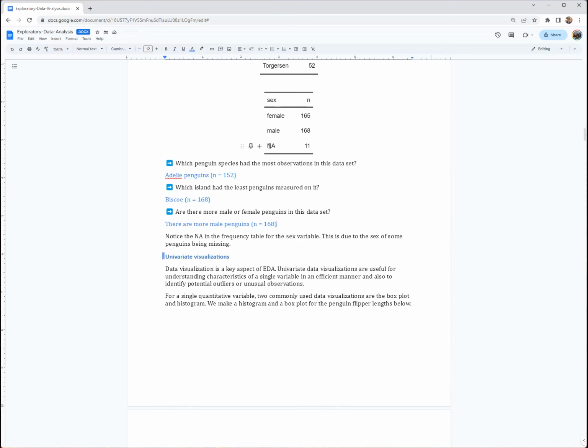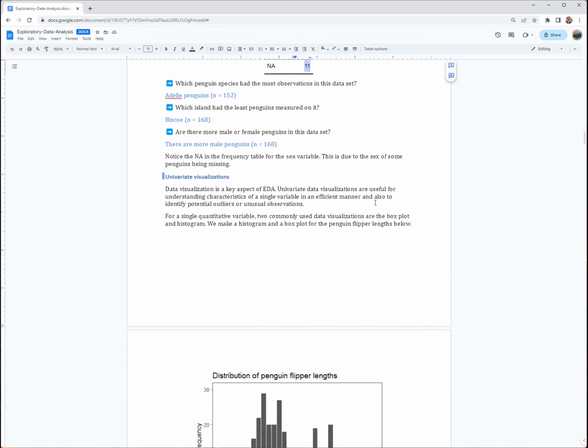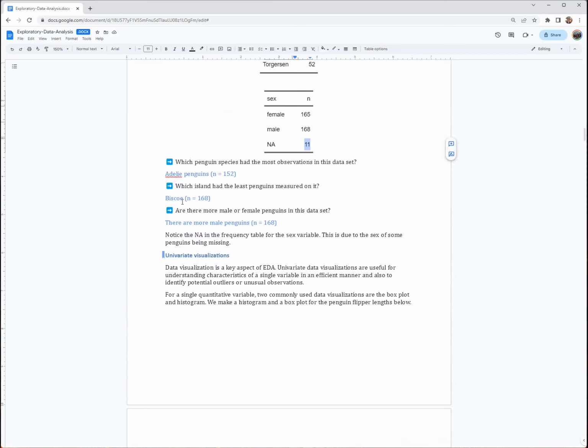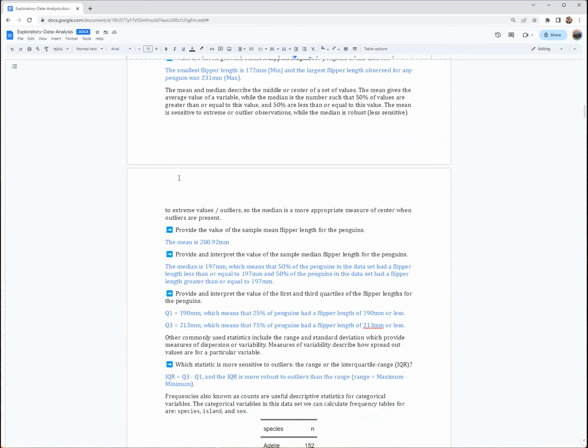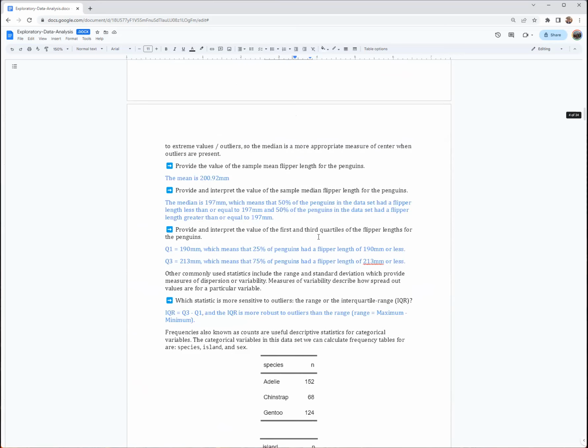So notice that there are some missing values. There were 11 penguins which had data, but did not have the sex recorded for that penguin for some reason. So we will just exclude those from our discussion here. Fortunately, it's not a very large number relative to the size of our data set. Okay. So those are all univariate statistics for categorical variables and quantitative variables for the penguins data set.